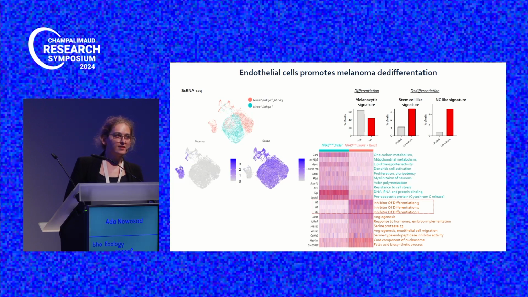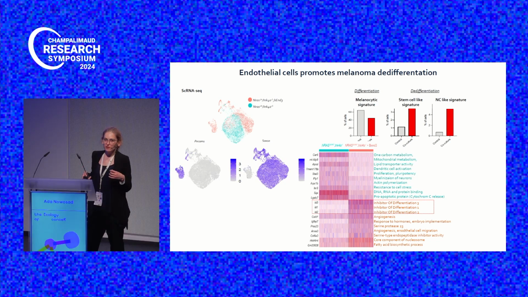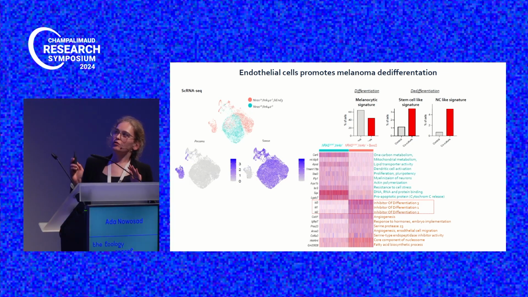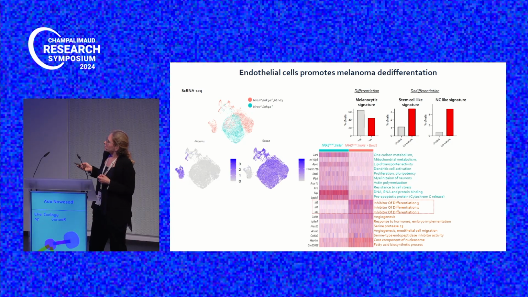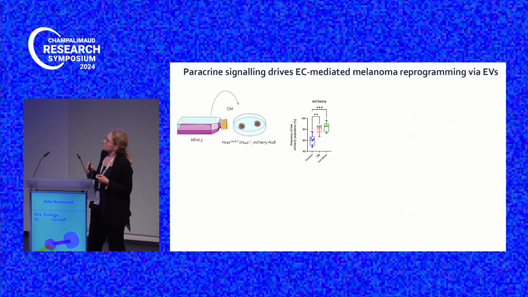Our single-cell RNA-seq on co-culture also showed that there is an increase in stem-like signature and neural crest signature, while decreasing melanocytic signature, which altogether again suggests that there is a dedifferentiation process going on in co-culture. And when we look at the top 3 upregulated genes, we see ID genes, which stands for inhibitor of differentiation, which is in line with our hypothesis.